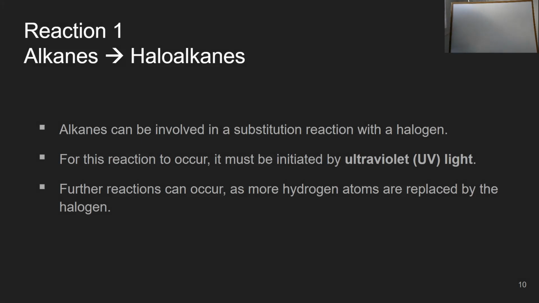So the first reaction is an alkane to a haloalkane. So if we use ethane as an example, and the halogens are in group 7, remember? So let's use chlorine for an example. What happens here is the hydrogen here is replaced by the chlorine here.